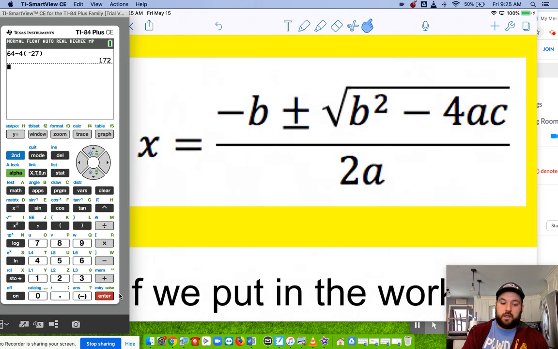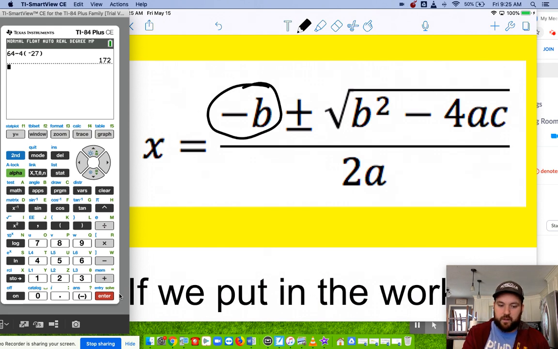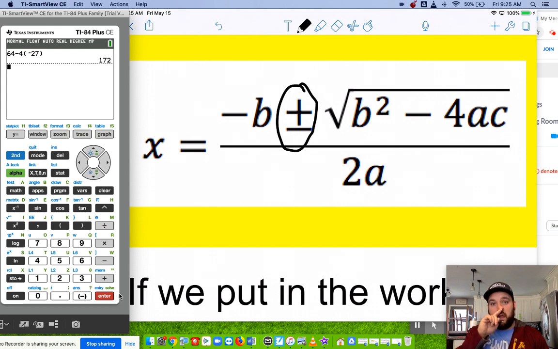Now, the way this is read is x is equal to the negative b, or the opposite of b. This symbol right here means plus or minus. And the plus or minus sign is where I get the 2 solutions from. So one solution will be negative b plus and then the square root, and the other solution will be negative b minus the square root. And we'll get into that a little bit more in a little while. But just understand that that symbol means plus or minus.